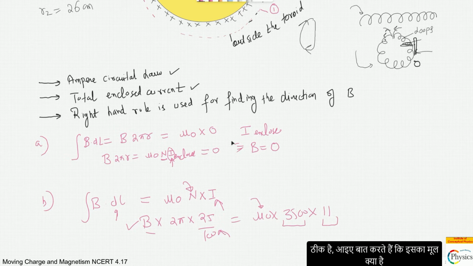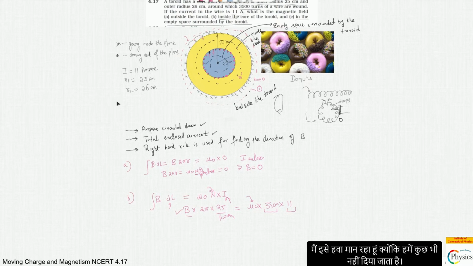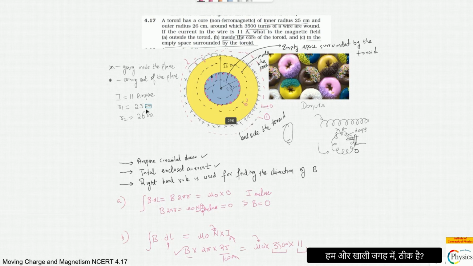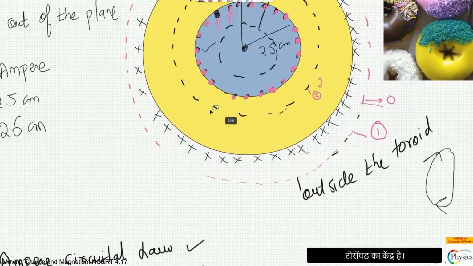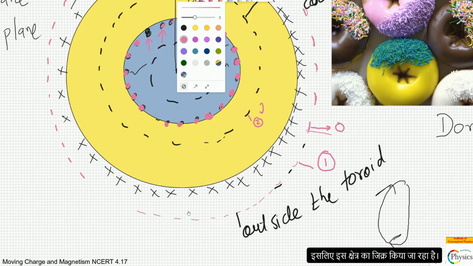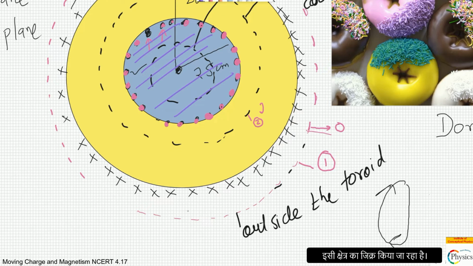Okay, let's talk about the core. I'm assuming it's air because nothing is given to us. The last part is the empty space surrounded by the toroid, so we have to find the field in the empty space. The empty space surrounded by the toroid is the center of the toroid. I will highlight that region for you. So this is the region being referred to.